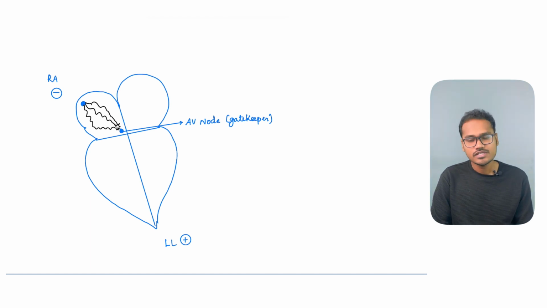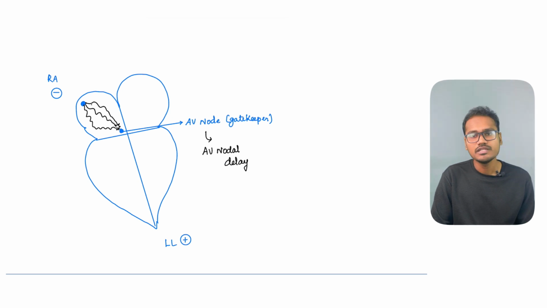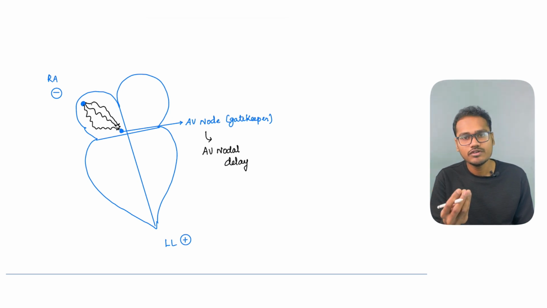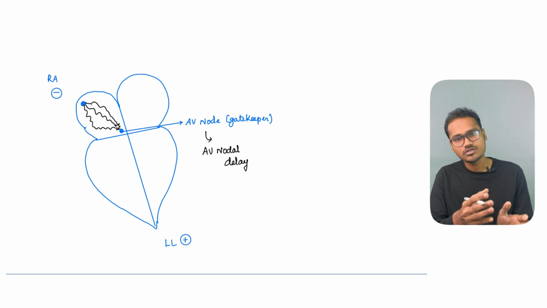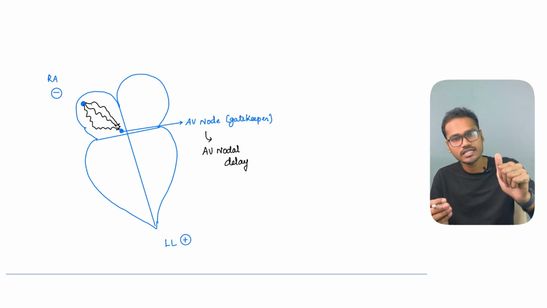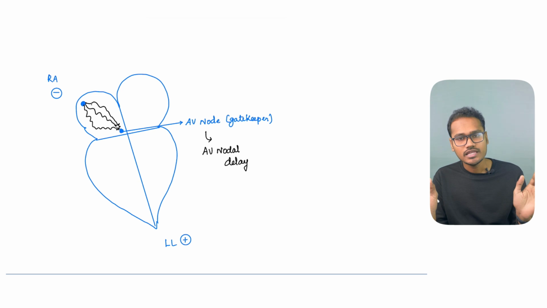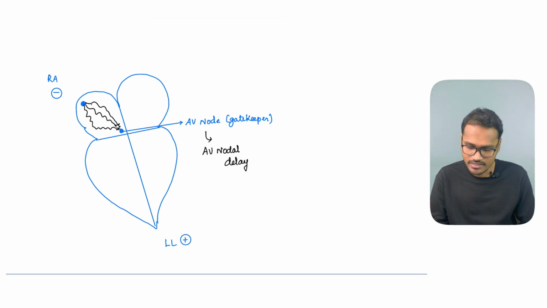And all of us know the AV node has one property which is called AV nodal delay. So what will happen in the AV nodal delay? The AV node keeps the impulse with itself. It is not sending it to the ventricle. It will wait for some time so that the atrial contraction can happen and the blood can be emptied. So at this point of time, the AV node is keeping the impulse with itself, and in the recording we will not see any deflection. There will be a flat line.